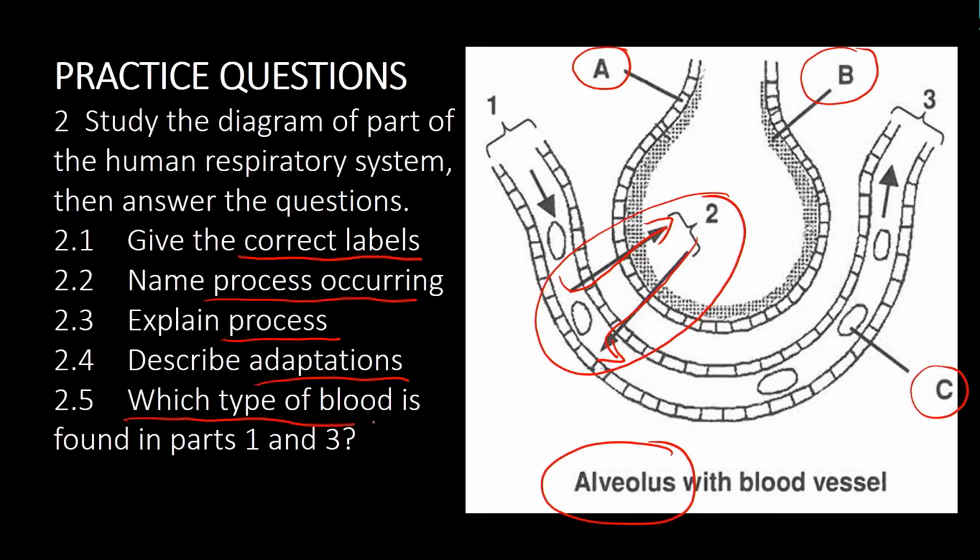Then, this is different. What type of blood is found in parts 1 and 3? And part 1 is the blood that's been round the body and it's going to the lungs, so that is obviously deoxygenated blood. And part 3, it's been past the alveoli, it's picked up the oxygen, so that is obviously oxygenated blood.